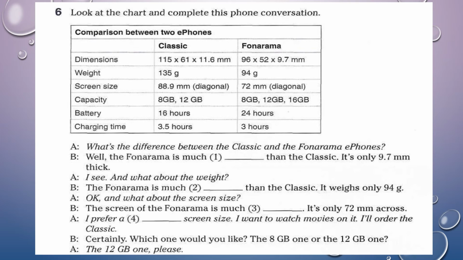What's the difference between the classic and the Phonorama earphones? Well, the Phonorama is much thinner. Look, the word is thin, but we use the comparative form as we studied in the previous lesson, if you remember. Thin becomes thinner, and here there's a spelling tip that we should double the N. Thin is 1 N, but now thinner, it's double N, then we add the ER. Okay, so thinner than. Why thinner?